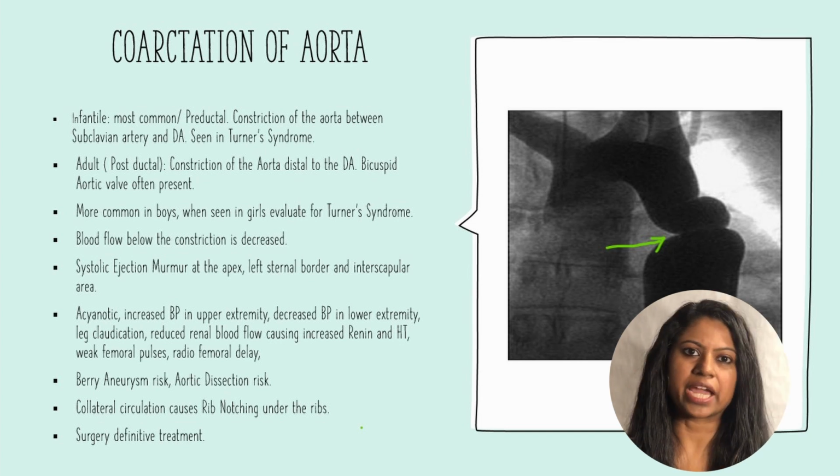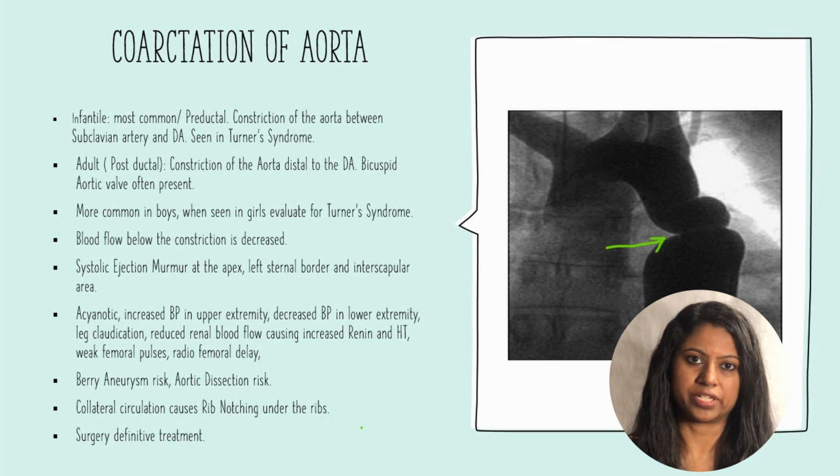Chest X-ray will show characteristic rib notching, which is seen right under the ribs because of increased collateral circulation. The chest X-ray shown in the slide points to the area where the aorta is constricted.